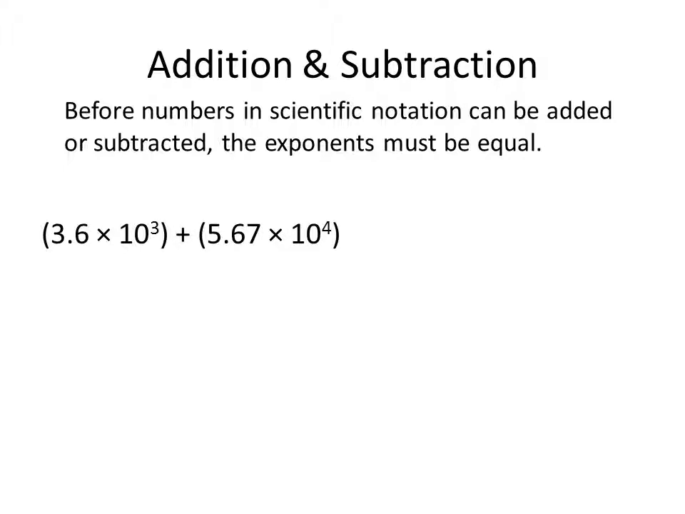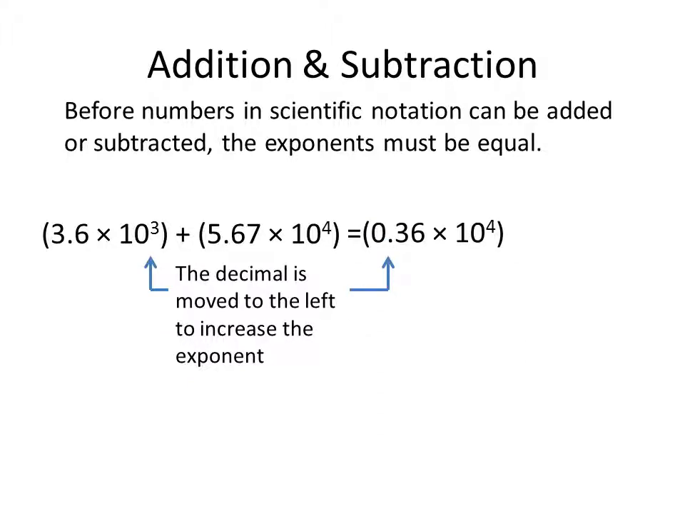In this example, 3.6 times 10 to the third is added to 5.67 times 10 to the 4th. These 2 exponents are not equal, which means we can't add them up. What we have to do is move the decimal point in one of these numbers in order to make them equal. If we move the decimal to the left, then we can increase the exponent of the number. So here we've taken 3.6 times 10 to the third, moved the decimal to the left one place to where it is now 0.36 times 10 to the 4th.